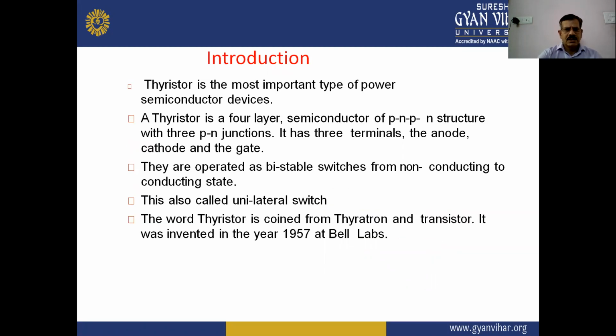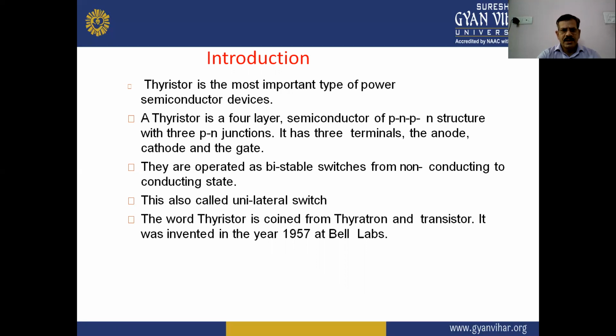So thyristor is the most important type of power semiconductor device. SCR is a power semiconductor device. A thyristor is a four-layer semiconductor of PN structure with three PN junctions. It has three terminals. One is anode, second is cathode, and third one is gate. So we can say that thyristor is a four-layer, three-terminal semiconductor device.